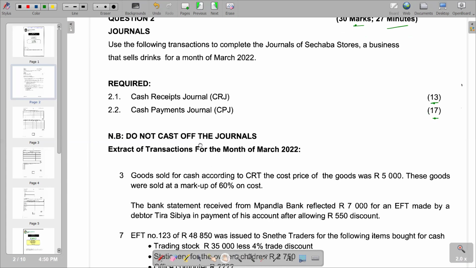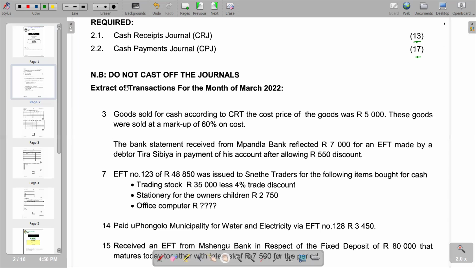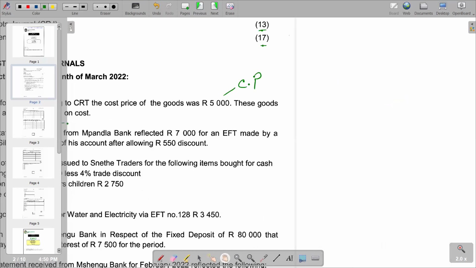We are going to go through the transactions that were given, but the first step is to identify which journal is being affected, the CRJ or the CPJ. Our first transaction reads: goods sold for cash according to CRT. The cost price of the goods was 5,000 rand. These goods were sold at a markup of 60% on cost. We are given the cost price, and we want to calculate the selling price, using the formula: cost price plus markup gives you the selling price.